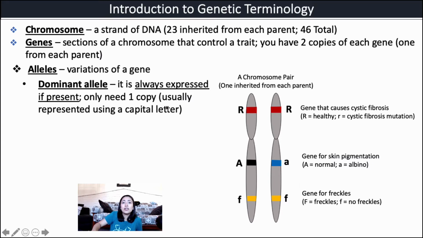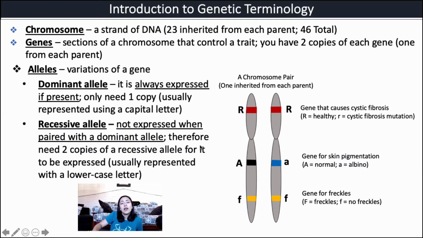A dominant allele is usually represented by a capital letter. A recessive allele, on the other hand, is not expressed. So this variation of the gene is not expressed when paired with a dominant allele. Therefore, you would need two copies of the recessive allele for it to be expressed. And a recessive allele is usually displayed as a lowercase letter.